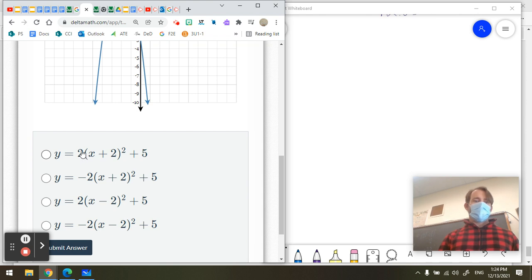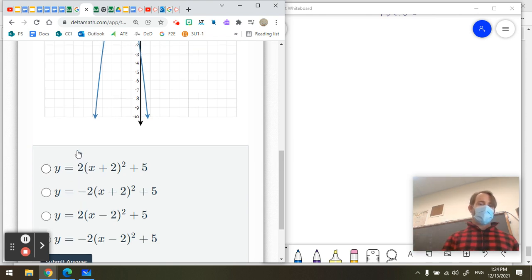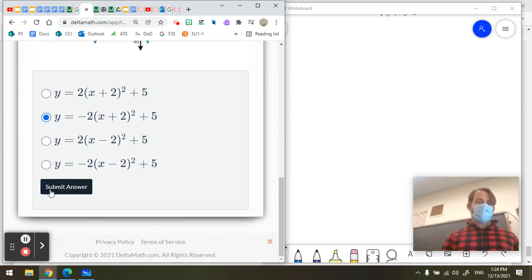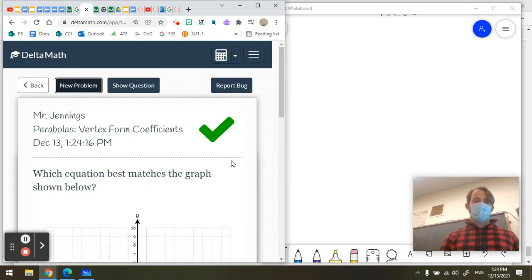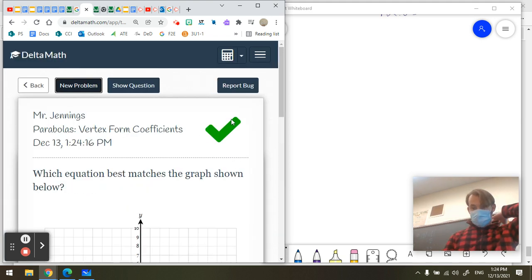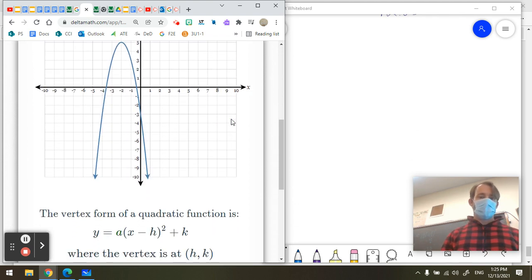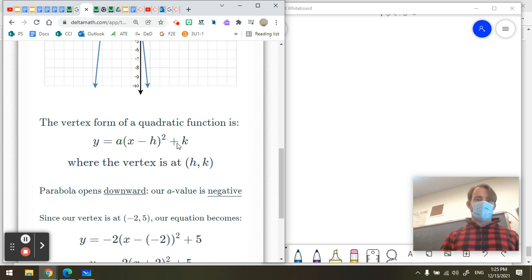However, this one is a parabola that opens upwards. It has an a value of 2, and I want an a value of -2. So this one here will be correct. Submit answer, and it will tell me green check mark, hooray! Do that at least mentally and be thrilled that you got the right answer, because that will help your practice.